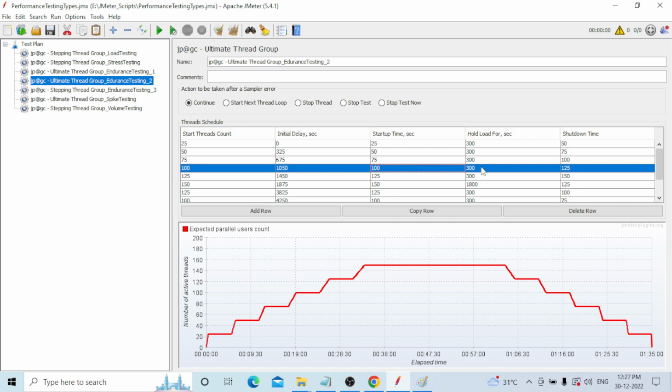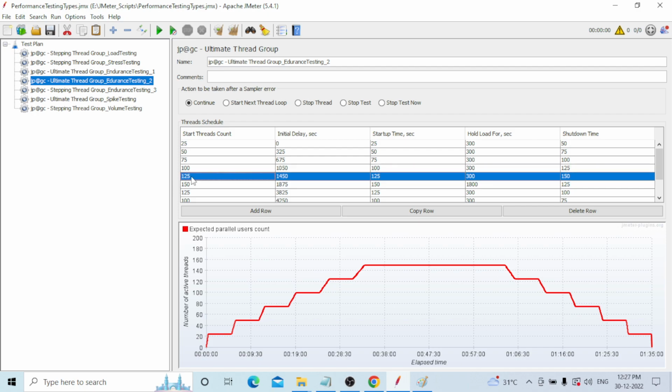After the period, whole load 300, shutdown means you can give 100, right? Plus 25, 125 you need to give. Now 125 you need to move to this place, same 125. This one: 1050 plus 100 plus 300, total 1450 you need to give.